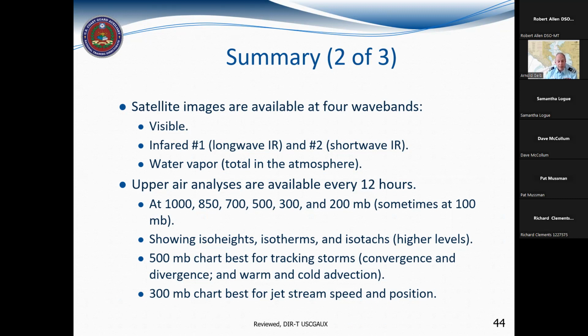The 500 millibar chart is best for tracking storms because you can see convergence and divergence as well as cold and warm advection. And again, the 300 millibar chart is best for things like jet stream and position.